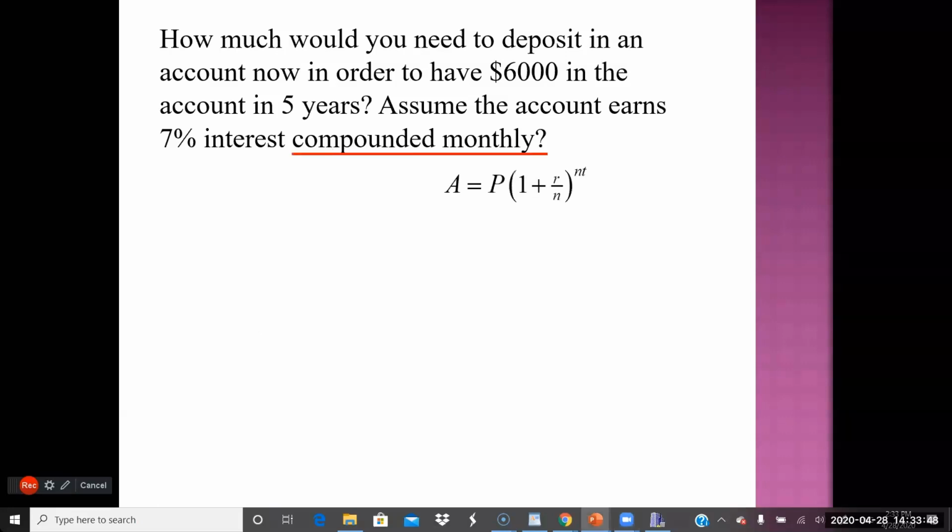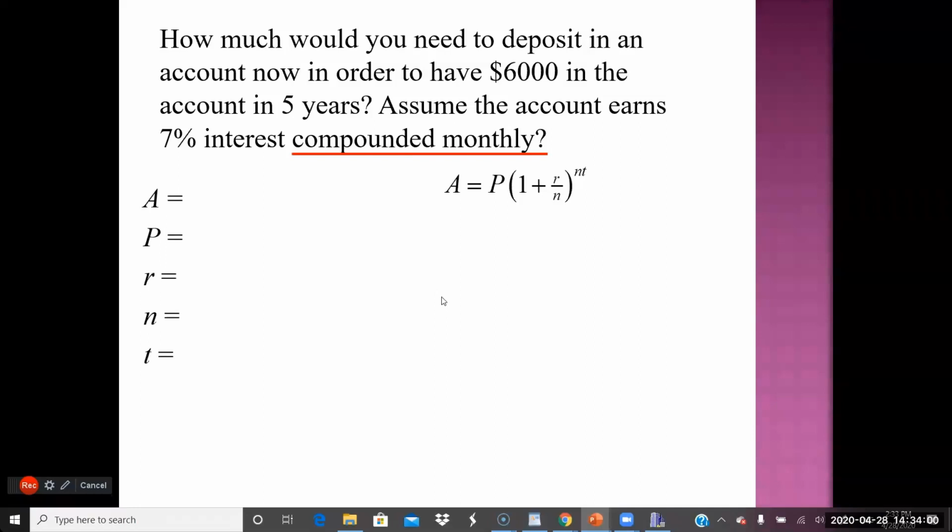Okay, so this is a compounding interest formula. It's not compounded continuously, it's compounded every once in a while. So you use this formula, and we already talked about what these letters mean from the problem statement. The A is your goal, and they tell you you want to have $6,000 at the end of all this, so that's where the 6,000 goes. And the P is they're asking you how much would you need to deposit.